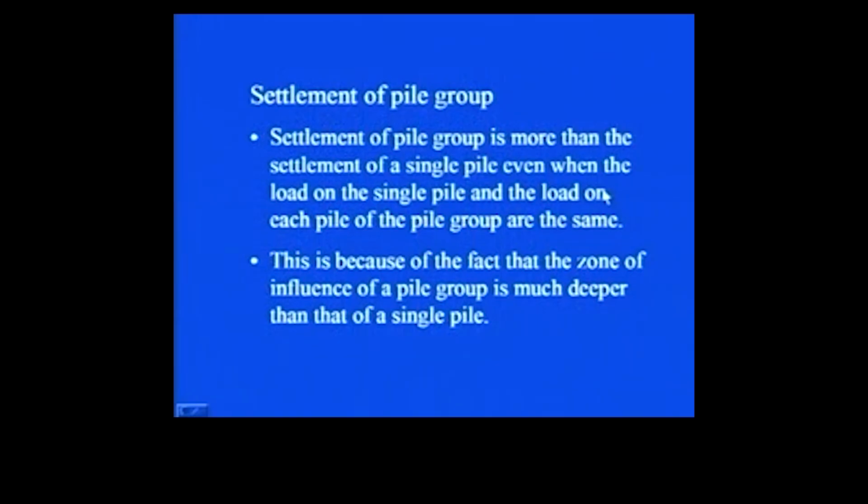Then, the settlement of a pile group is more than the settlement of a single pile, even when the load on a single pile and the load on each pile of the pile group are the same. Let us say that some load is coming from the superstructure. There can be two cases, where the load coming to the pile group is more or less equal to the load coming to the individual pile. Let us say that there are 100 piles and 1000 kilonewton load is coming from the superstructure to the pile cap, and the 100 piles are there.